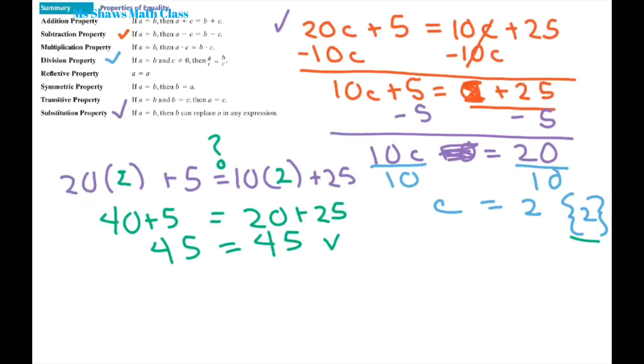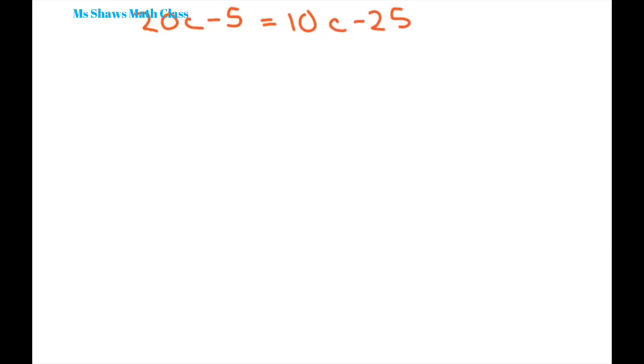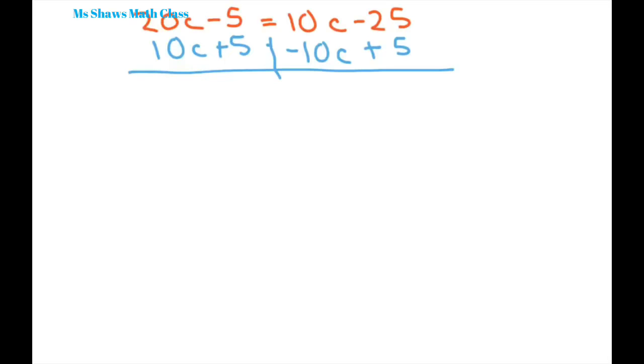All right. Now we're going to do the rest of these problems. And I'm going to go a little faster, and I'm going to multitask a little bit. On this one, what I'm going to do is subtract 10C using the subtraction property. And I'm also going to use the addition property by adding 5 to both sides. This helps isolate the C.